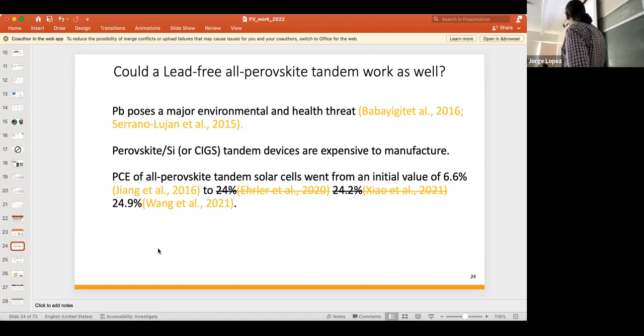I started reading about what people were doing. They started at 6.6 when they were making the tandem cells, one absorbing material on top of the other, of two perovskites. Initially, they were at 6% efficiency. Then when we were writing the paper, it was 24%. Then the next year, it jumped to 24.2. And then we finished the paper, we submitted, and the reviewer said, oh, that's not the highest efficiency one. You should look at this paper. So we had to address that at 24.9. So that's how fast the world is moving right now.